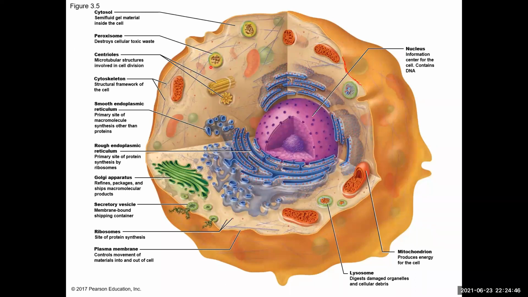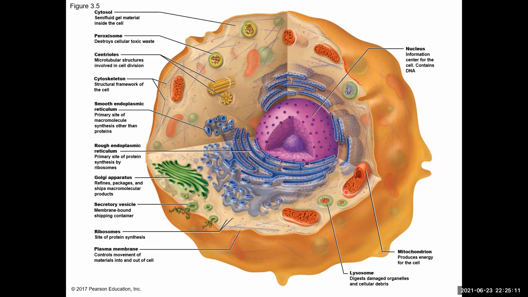Here we have another vesicle, which is a peroxisome. This is used mainly for getting rid of waste. Here you have a lysosome, which is another vesicle that's used for breaking down old organelles that don't function properly anymore, or any kind of cellular debris or foreign invaders that come into the cell.